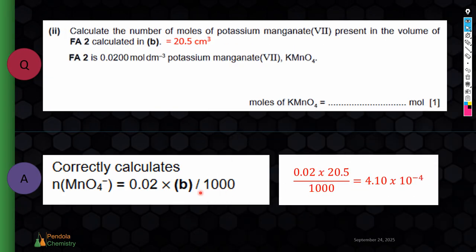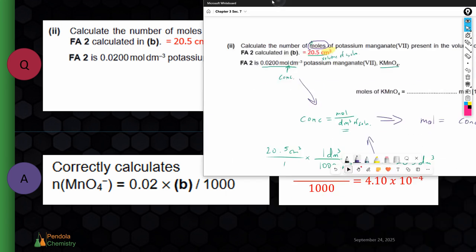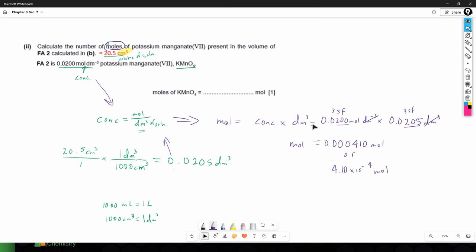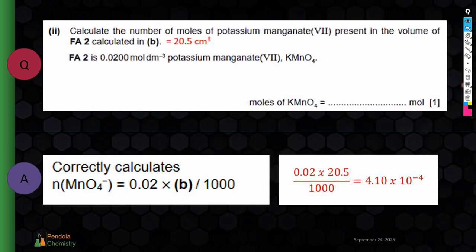And then the other step is to multiply that by 0.02. Again, why are we multiplying by 0.02? Because of this step. 0.02 is our concentration. Multiply that by the cubic decimeters to get our answer. But the mark scheme shows it all as one single step. Feel free, if you understand this, to do it all in one step.